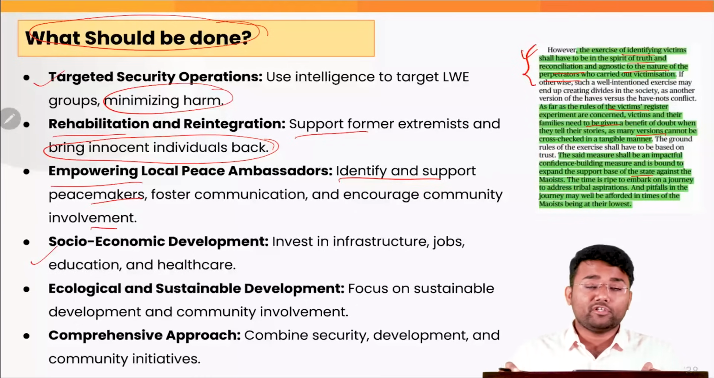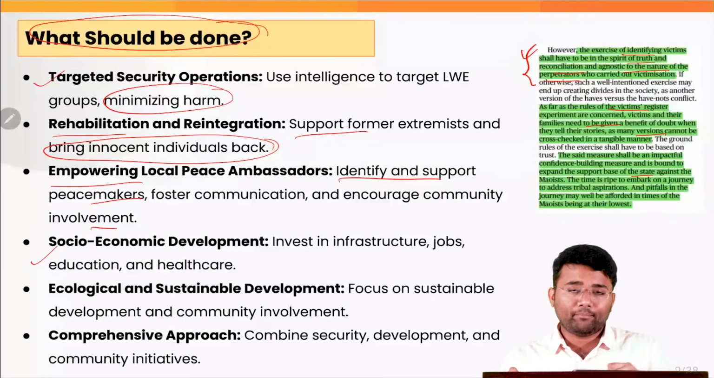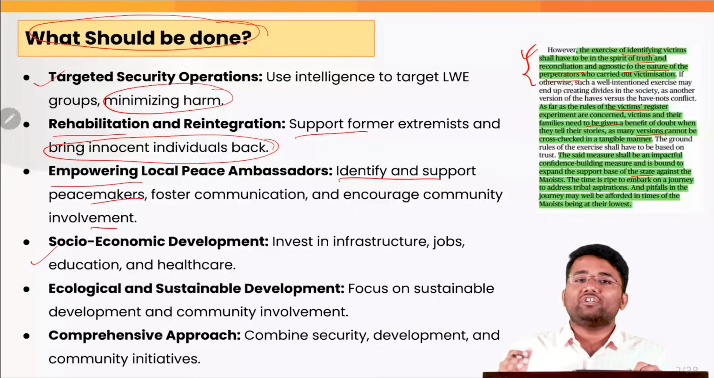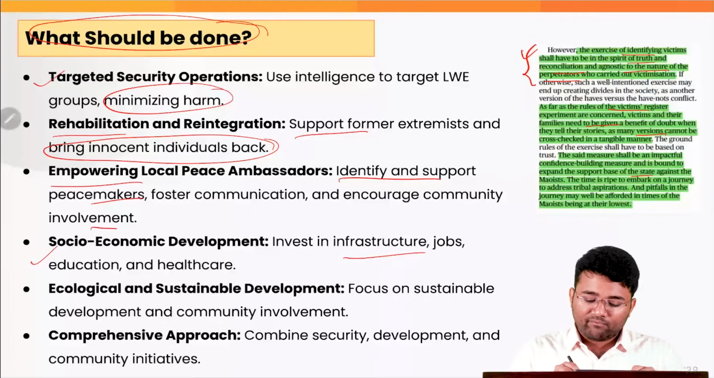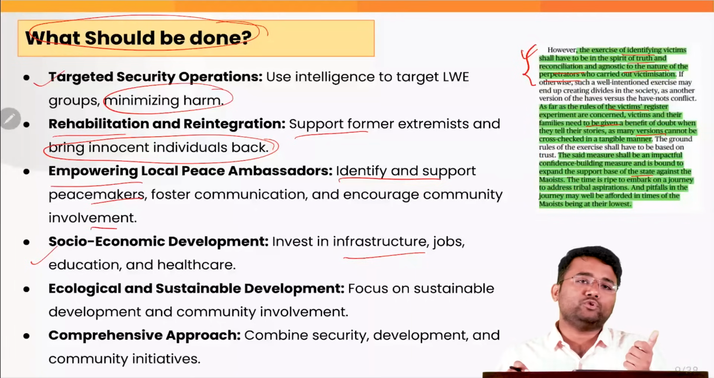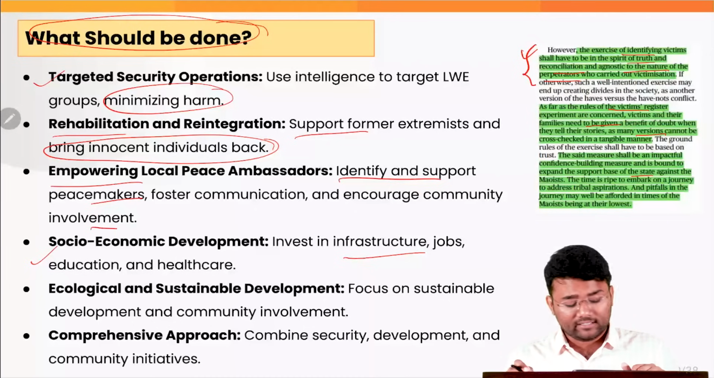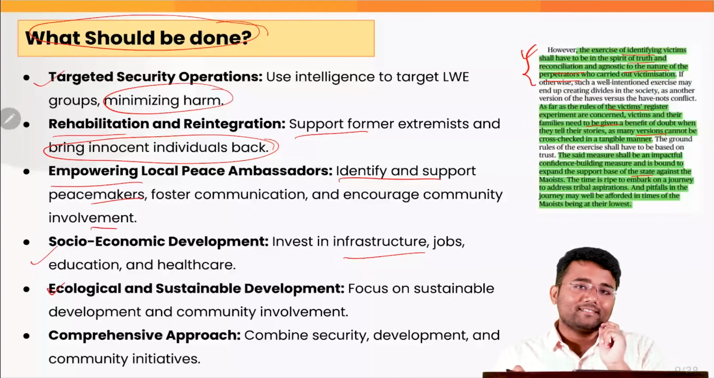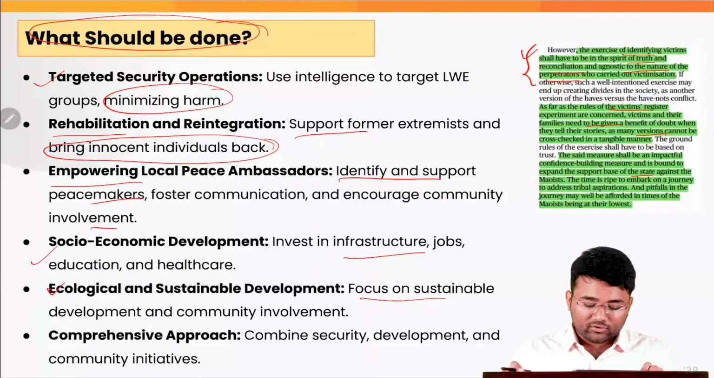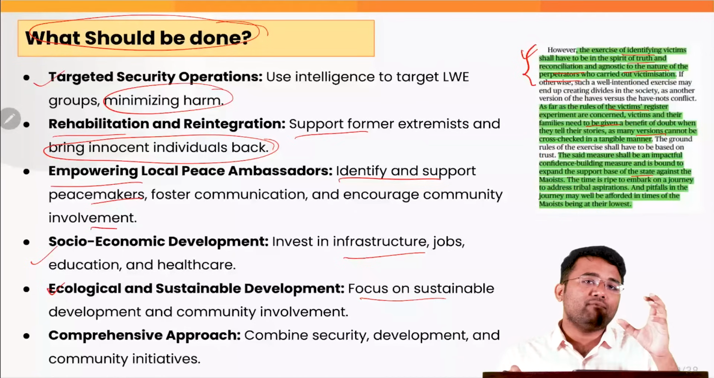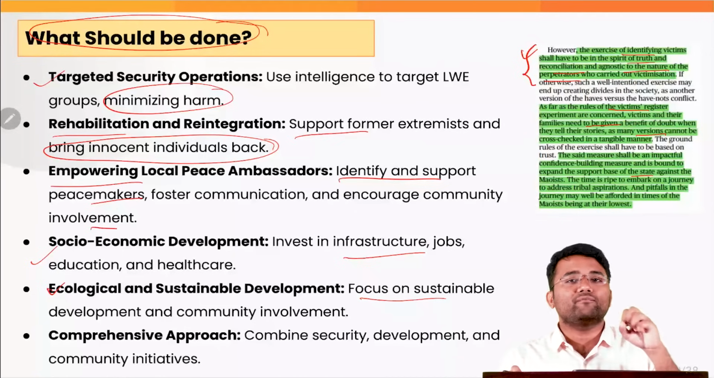There is also a need for ensuring overall socio-economic development. We need to invest in social infrastructure and physical infrastructure for the creation of more jobs and better educational and health opportunities. Then we also need to ensure that ecological and sustainable development goes on in these regions. We need to focus on sustainable development and involvement of the community while going for this development.